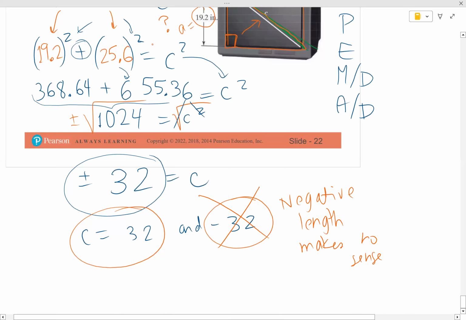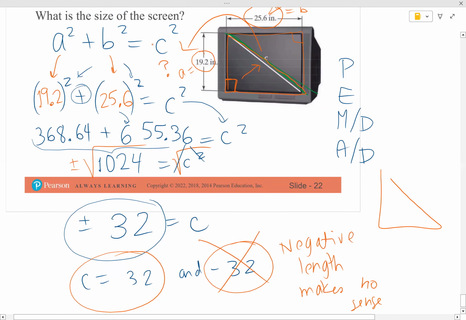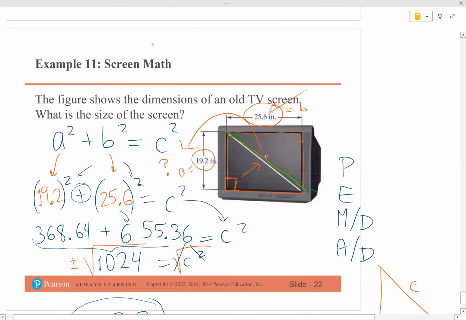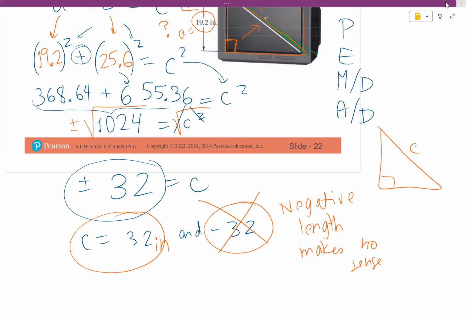But again, if this problem had no context, it was just find the other side of a triangle, you can't have a negative length of a triangle, so it doesn't matter if it's a television or what. No matter what, it doesn't make any sense in this example. Okay, it must be 32 inches, right? Inches. Feet, that would be nuts. That would be like a movie theater, huh? So this TV must have been 32 inches diagonal, not diameter, diagonal. Oh my gosh. Yeah, that was fun, you guys.